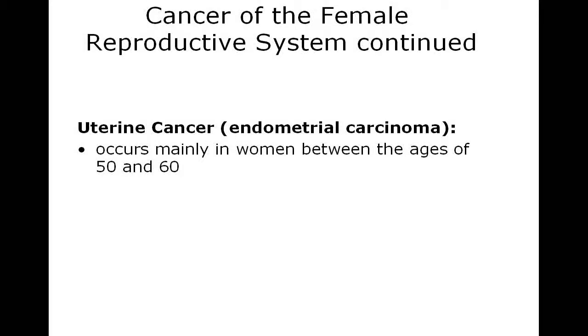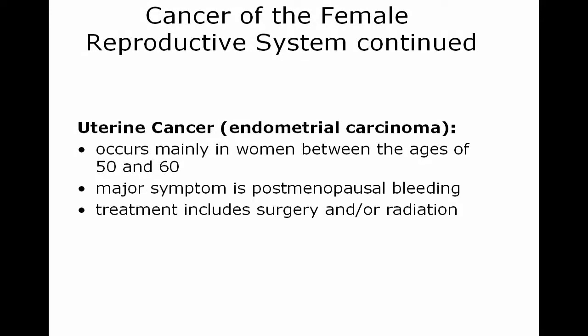Okay, now looking at uterine cancer. That occurs mainly in women of menopausal age or postmenopausal women, usually between the ages of 50 and 60, and the major symptom is that they begin to bleed after menopause, postmenopausal bleeding. Treatment is going to be surgery, the hysterectomy, and or radiation. Again, it just depends on how far the cancer has progressed when it is identified. Hopefully the postmenopausal woman, when she realizes that bleeding is occurring, will go immediately for treatment and evaluation.